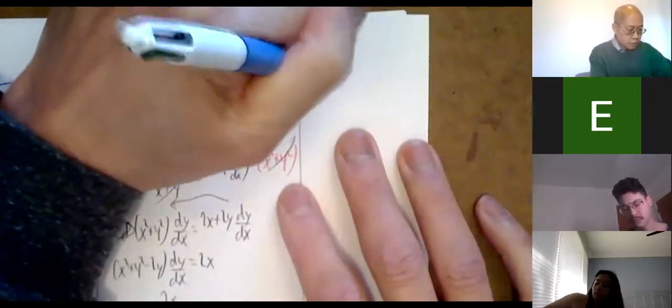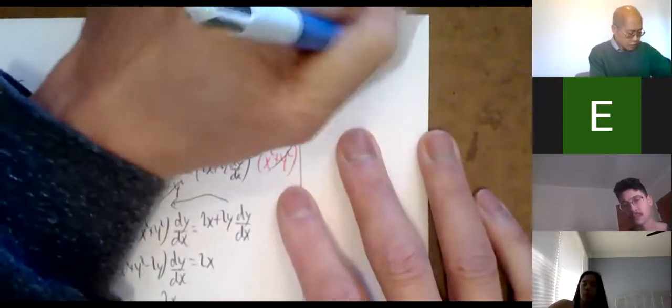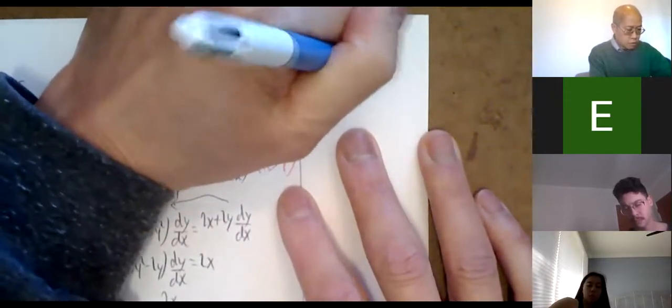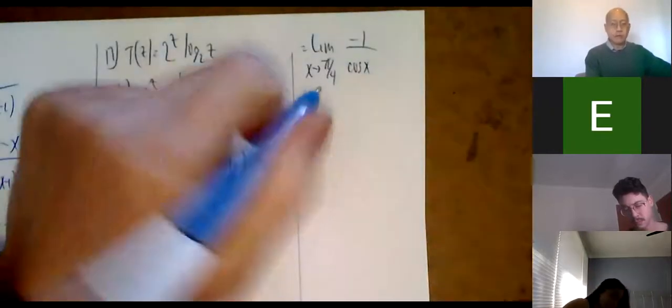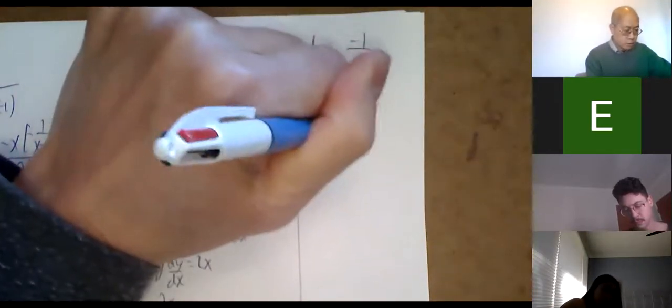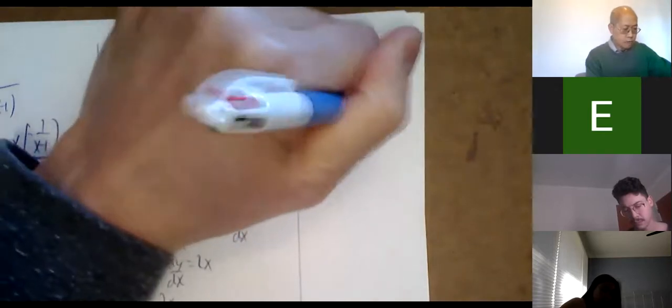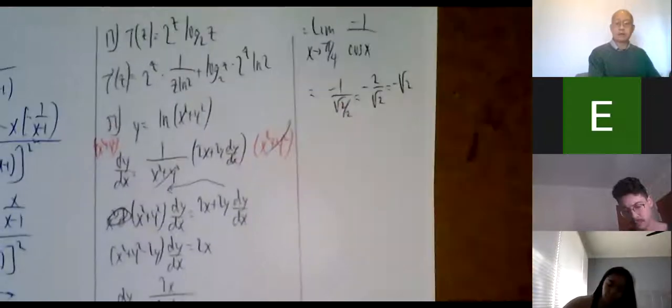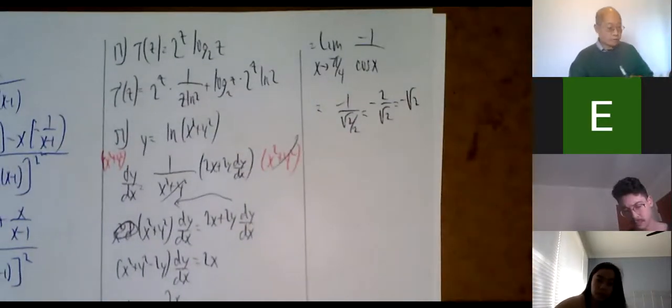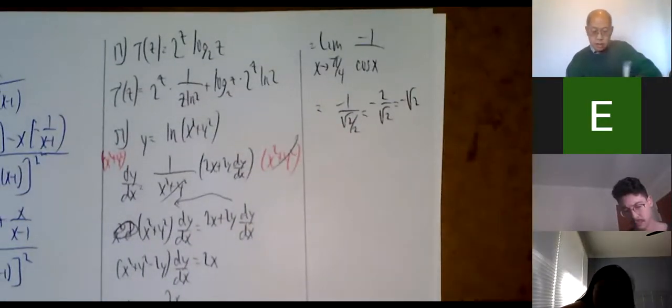Equals the limit as x approaches pi over 4 of -1 over cosine x. Now I can plug in cosine at 45 degrees, radical 2 over 2, so -2 over radical 2, or negative radical 2. So the answer is negative radical 2, looks like.